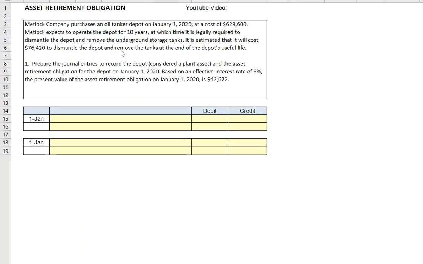We're told that Metlock Company purchased an oil tanker depot on January 1, 2020 at a cost of $629,600. And we expect to operate the depot for 10 years, at which time we will be legally required to dismantle the depot and remove the underground storage tanks.